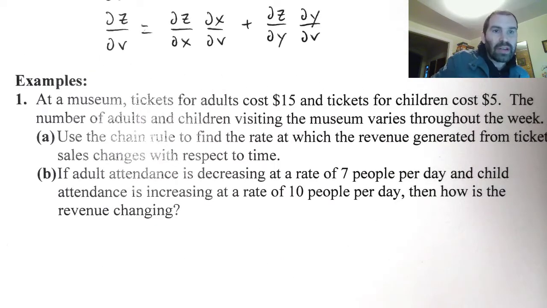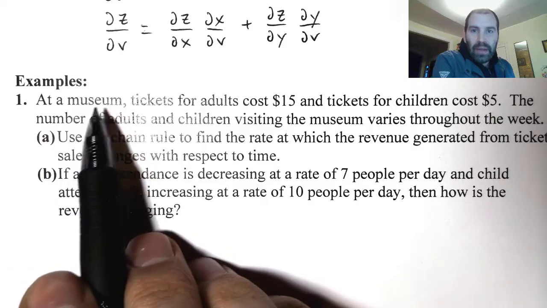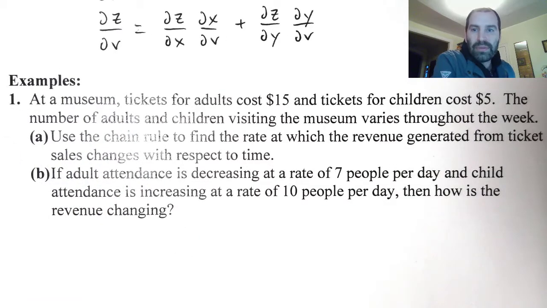All right, so I want to look at a series of examples. The first example that we're going to look at is an application. All of these will be applications of the chain rule. It says, at a museum, tickets for adults cost $15 and tickets for children cost $5. The number of adults and children visiting the museum varies throughout the week. Part A says to use the chain rule to find the rate at which the revenue generated from ticket sales changes with respect to time.